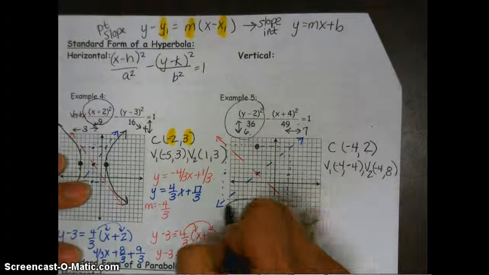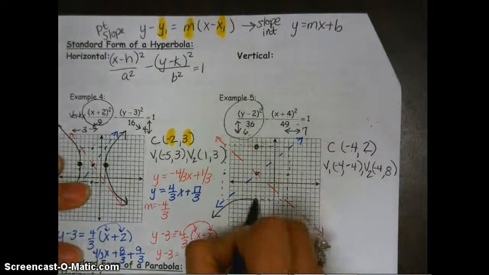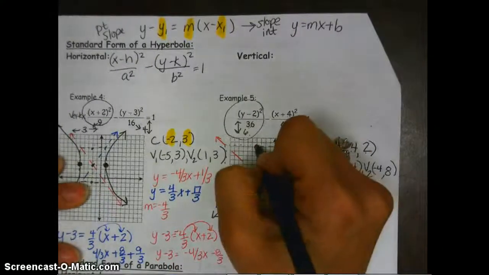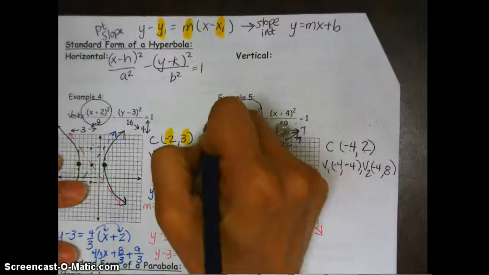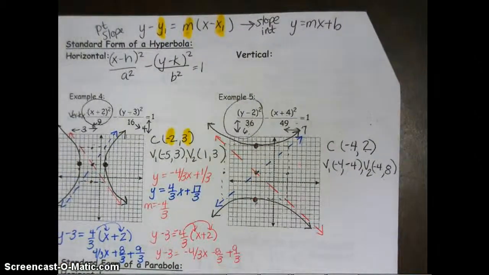And then you're going to draw in your hyperbola and make sure that you are curving it towards the asymptotes. This is how it's different from a parabola, right? Because the asymptotes help shape your curves.